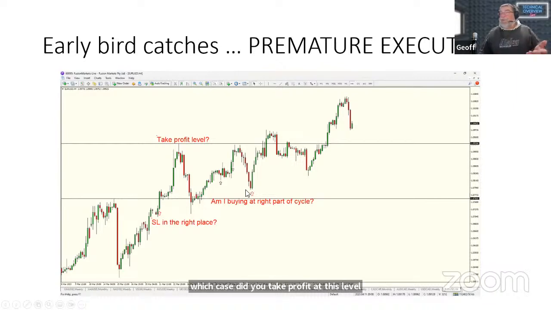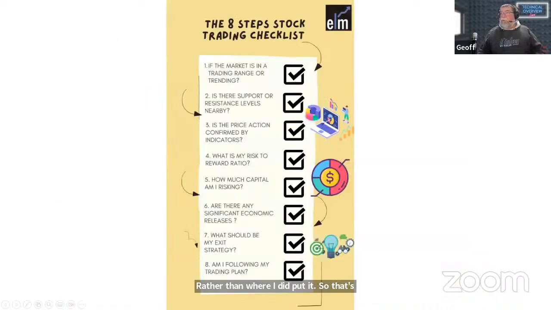I'm not trying to tell you how to trade a trend, because I'm not a trend trader anyway, but what I am suggesting is that you note all these things as you develop your system, and note that you're doing either the right thing or the wrong thing. And okay, if I'd actually put my stop loss here, I would have made a truckload more money rather than where I did put it. So that's the little tip I'm trying to make.